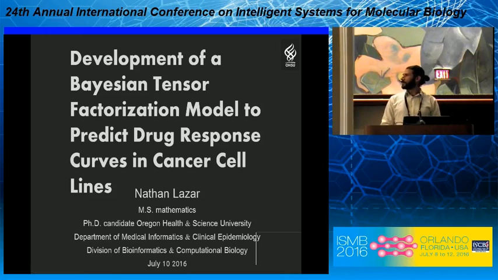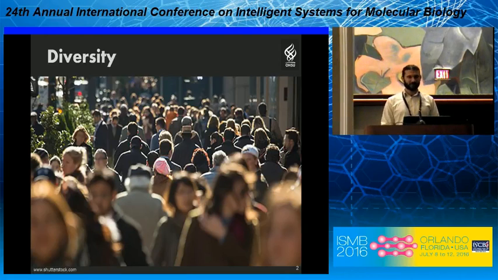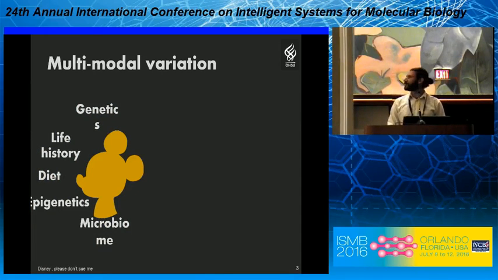So let's start off with a stock photo to tell you about diversity. Obviously, a bunch of people on a street are different. But how are they different? Different in a bunch of different modalities that we can kind of think of as being independent.